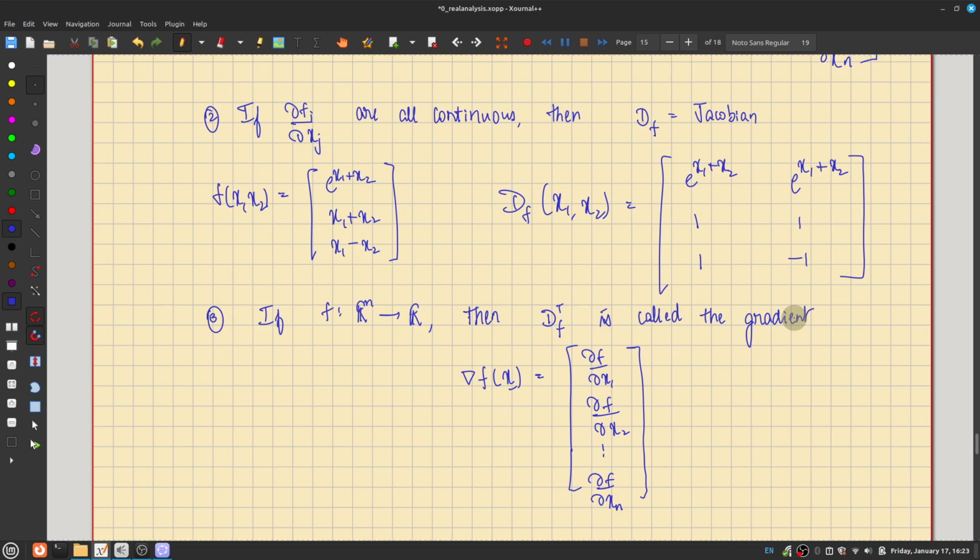Now, if we're looking at functions from Rn to R, then the transpose of the derivative is what we'll call the gradient of the function. So the gradient has the same dimensions as the vectors in the domain Rn. All right. Any questions? Yeah.